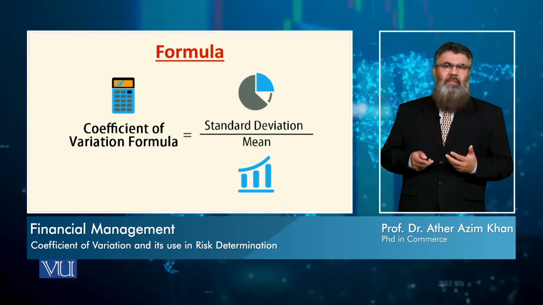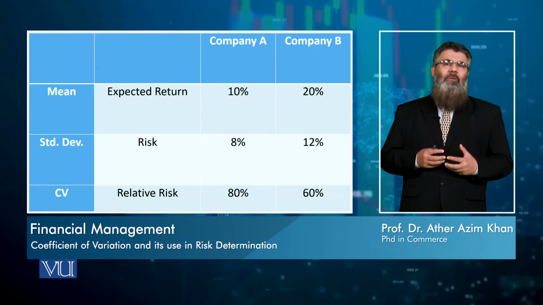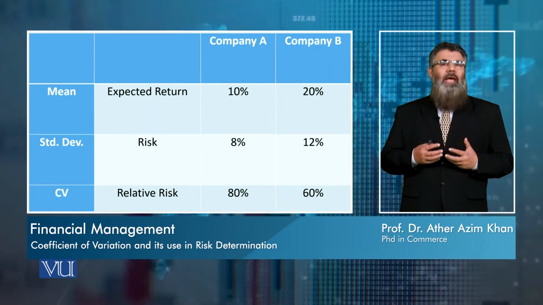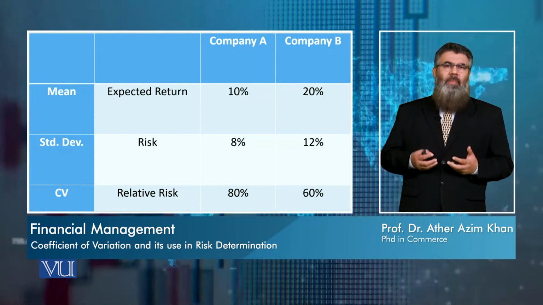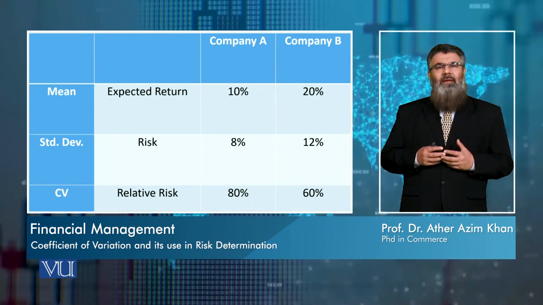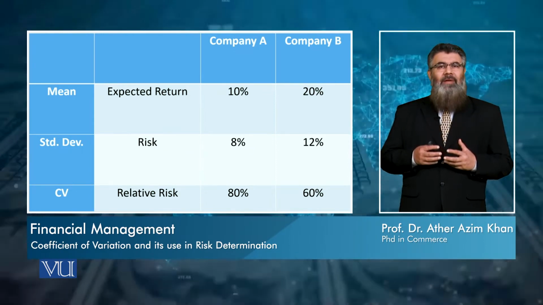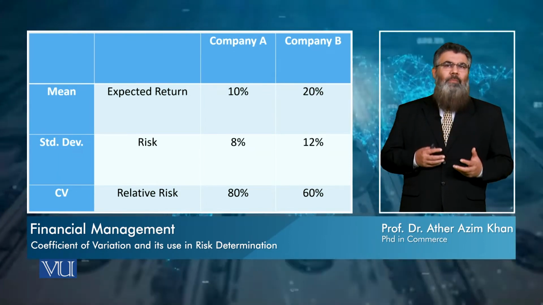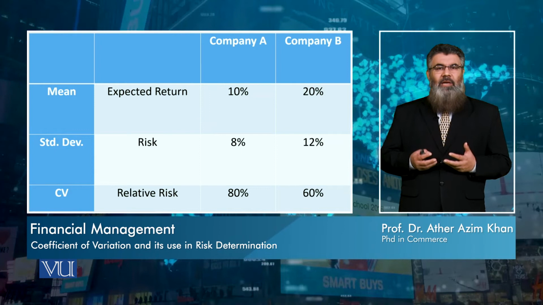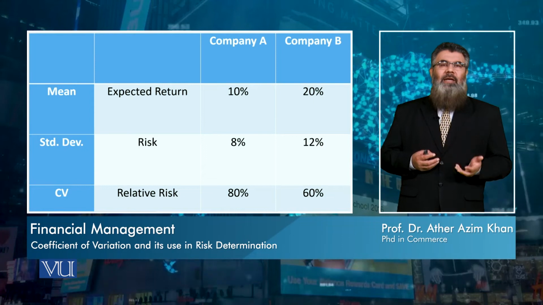Now let's see the calculations of this coefficient of variation and how these calculations and the result could help an investor decide about the investment or putting the money in the stocks. You can see on the slides that there are two companies which are comparable to each other, and an investor has to decide whether to put money in company A or in company B. The data that is available to do the calculation is the mean value and the standard deviation value.